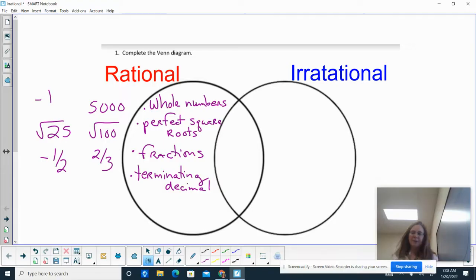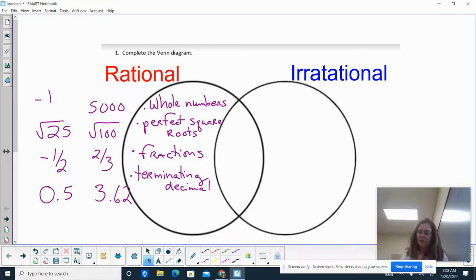Now, a terminating decimal, if you listen to that word, terminating means end. So these decimals have an end to them. So I'll give you some examples. Something like 0.5. 0.5 ends, doesn't go any further than the 0.5. Or something like 3.62 has an ending to it. That is a terminating decimal.